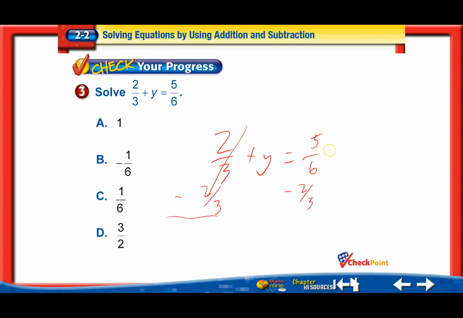Over here, I need to subtract 2/3. That doesn't quite work, so I'm going to multiply this by 2 over 2 so that the denominators go to 6 each. So it's going to be subtract 4/6 from 5/6. So 5 minus 4 will come out to 1/6. And so then I just brought the y down, y equals 1/6.